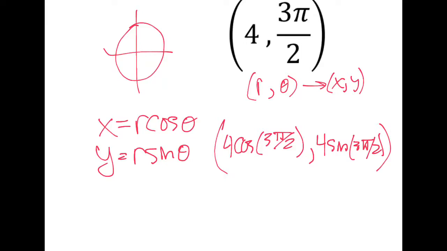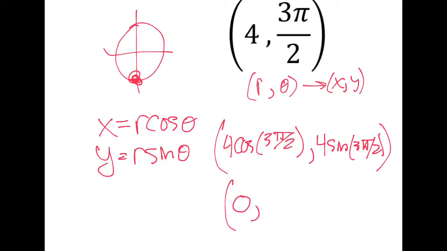So where's 3 pi over 2? Well, that is right there. What's the value of cosine there? Well, cosine there is 0. Cosine is an x value on the unit circle, and so the x coordinate there has to be 0. What is the y value there?